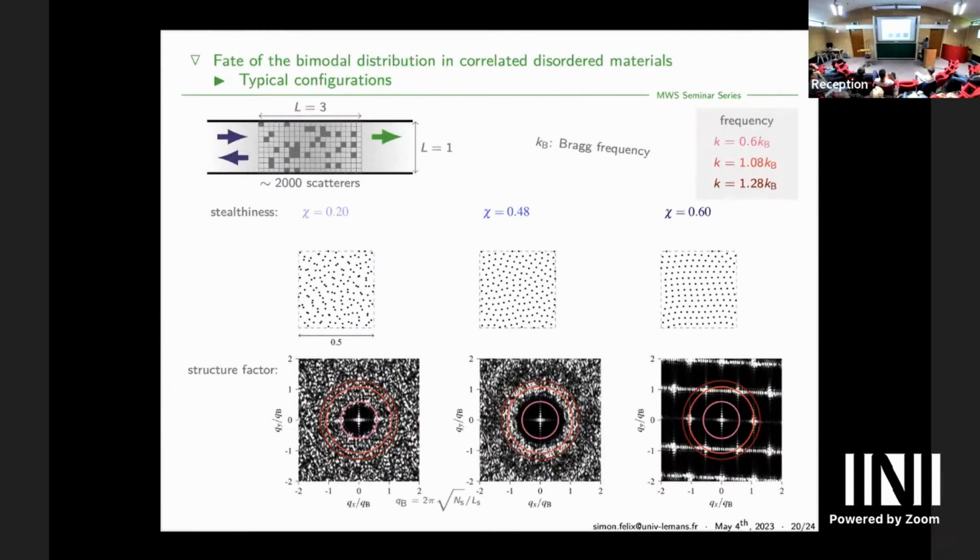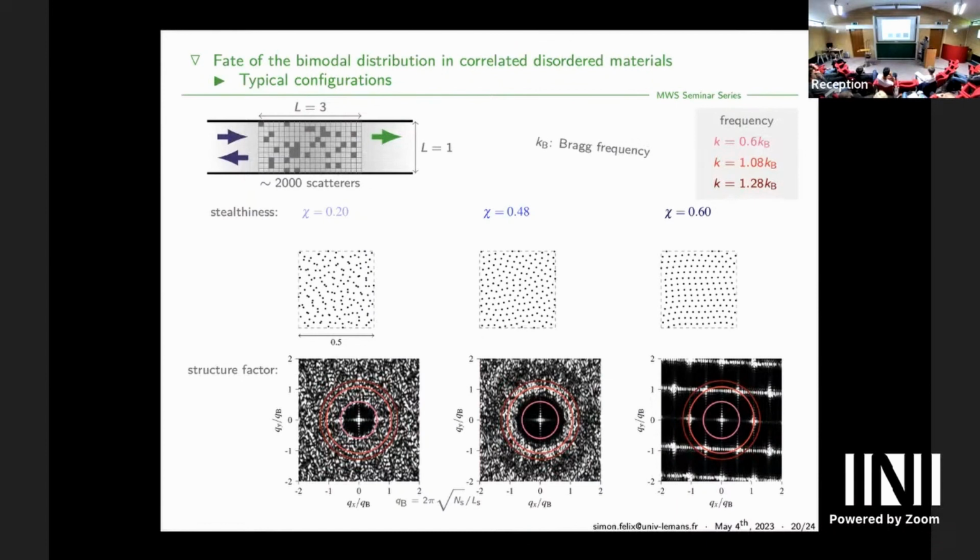When I increase the value of the stealthiness, what appears here is that close to a value which corresponds to the Bragg frequency, which is a red circle here, I have a local increase of the structure factor, an anisotropic bump, which is somehow a precursor of the Bragg scattering that begins to appear in this system. And we also see the second circle, which corresponds to 2 times the Bragg frequency.